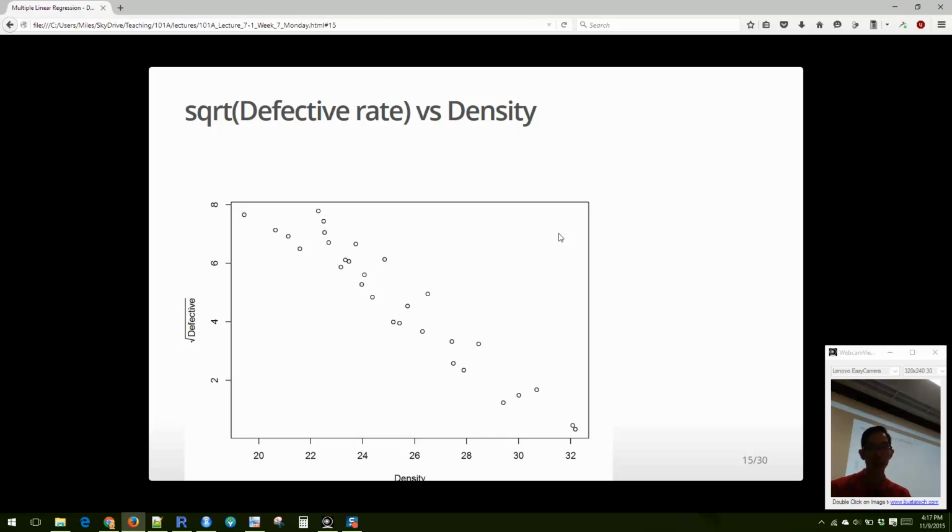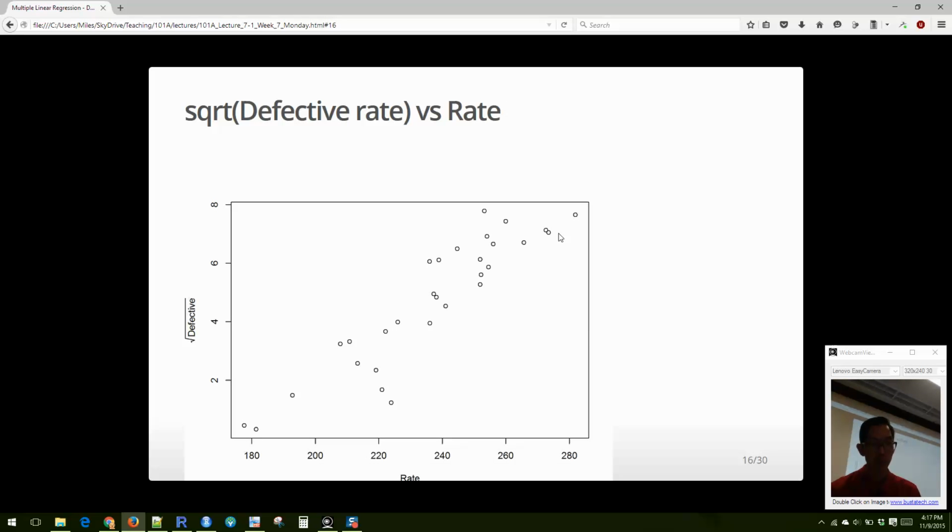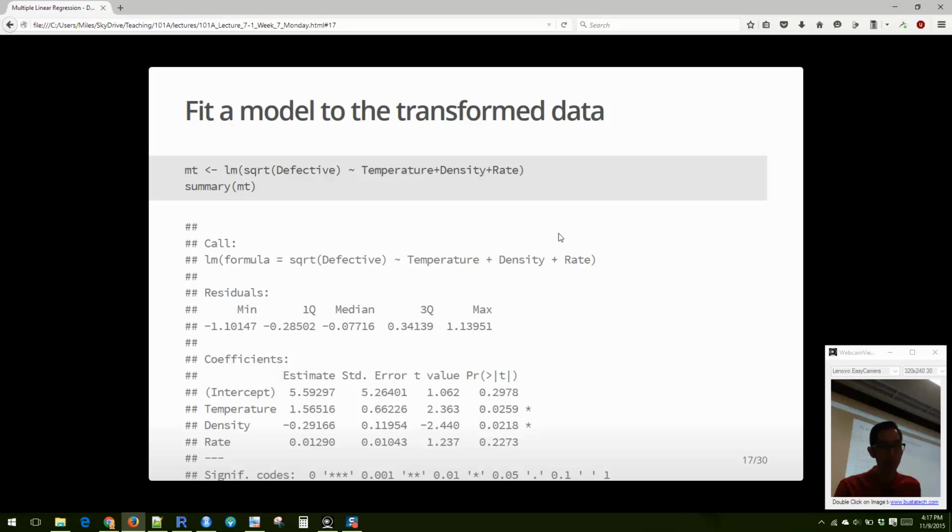The same can be said about the square root of the defective rate versus density, and the square root of the defective rate versus rate. By applying a square root transformation, it does seem to help straighten out the relationship between the response and each of these variables. So the question now is, can we fit a good model? We try explaining the square root of defective as explained by temperature, density, and rate.